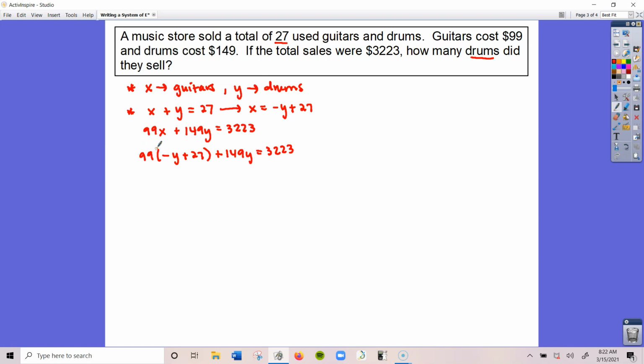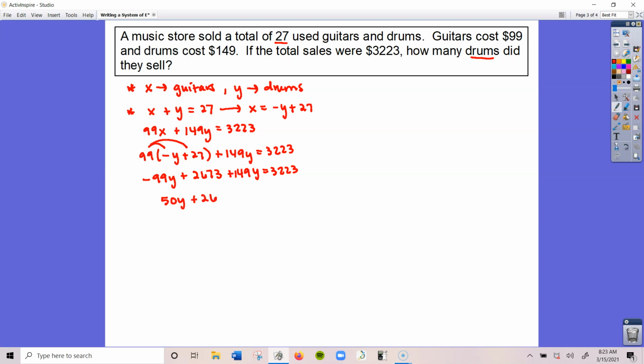Now we have to distribute this 99. 99 times negative y is negative 99y, plus 99 times 27 is 2,673, plus 149y is going to equal 3,223. Now we can combine the y's. Negative 99y plus 149y is 50y.